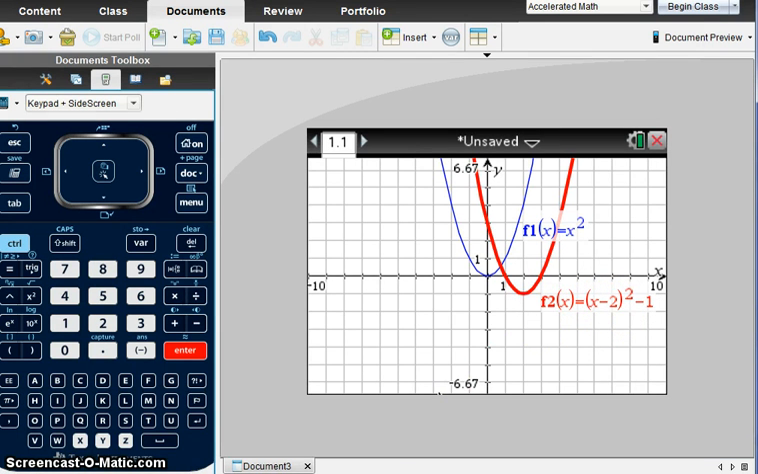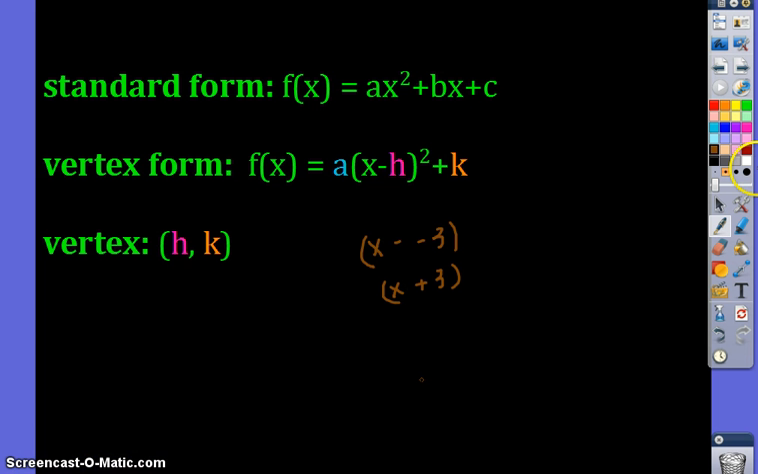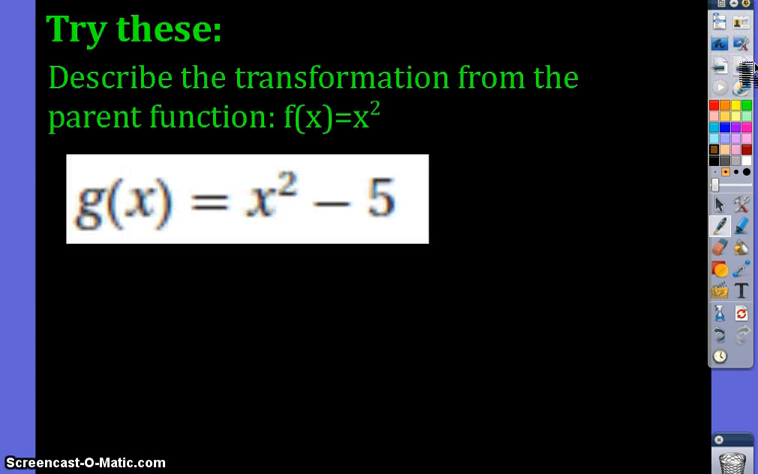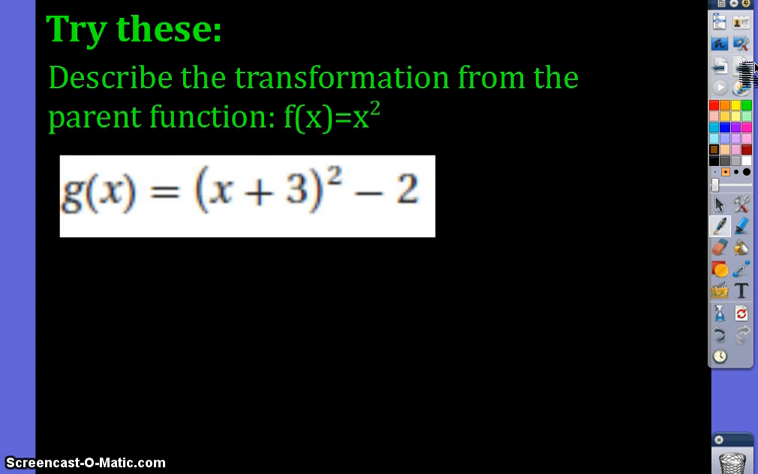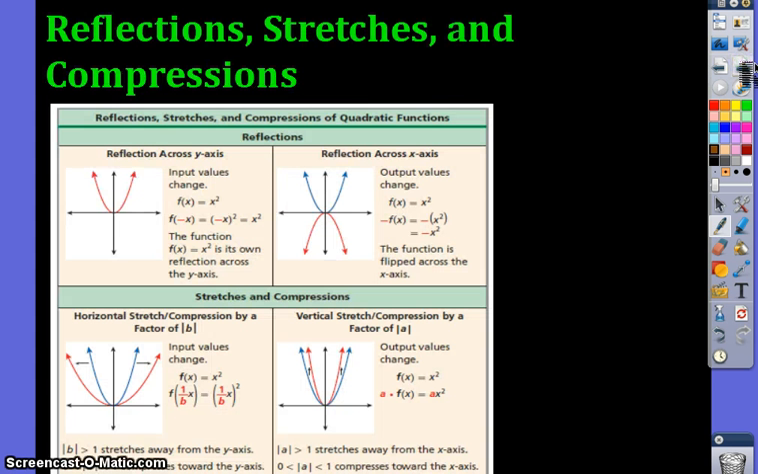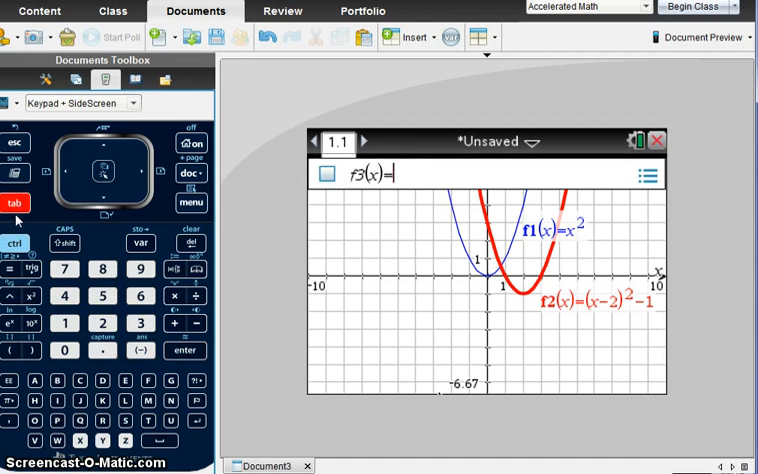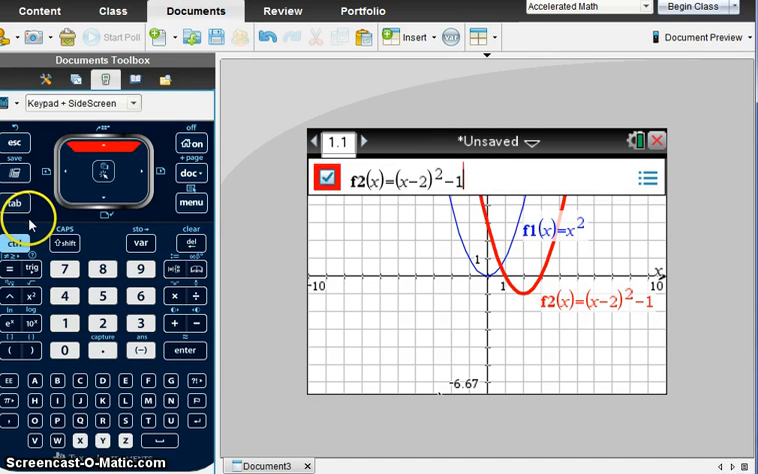Alright, so why don't you try this one and try this one. Now in your notes you also have this table. Go ahead and take a second, pause the video, fill in the blanks in your table. Alright, good. Let's look at a couple more examples before we end this up.